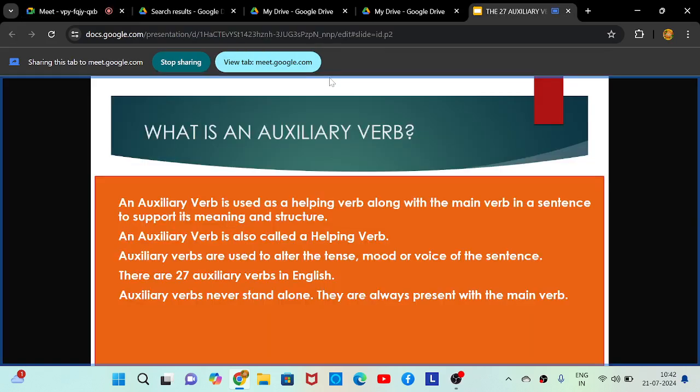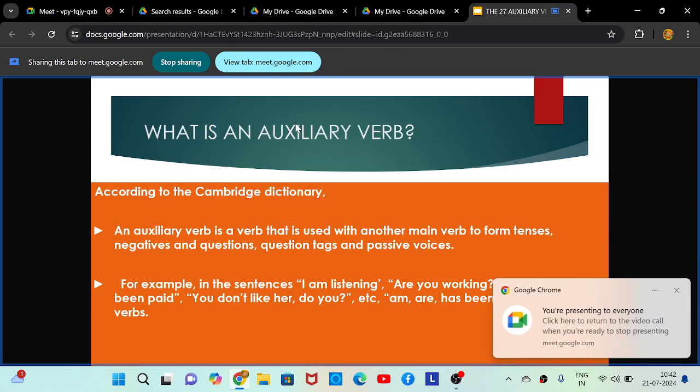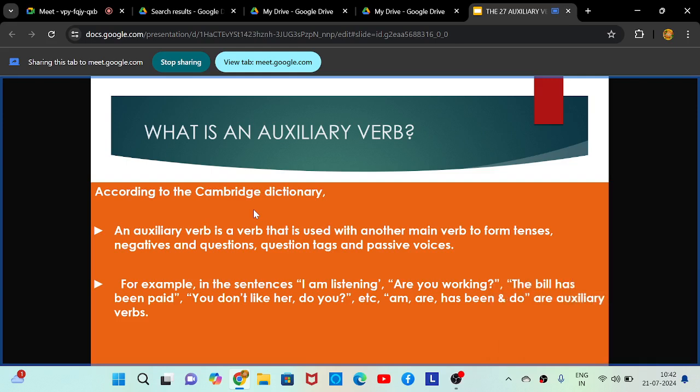Okay. So now, let's see what is an auxiliary verb according to the Cambridge Dictionary. Cambridge Dictionary is one of the famous dictionaries, like the Oxford Dictionary. According to the Cambridge Dictionary: an auxiliary verb is a verb that is used with another main verb to form tenses, negatives, questions, question tags and passive voices. For example, in the sentences "I am listening", "Are you working", "The bill has been paid", "You don't like her, do you?", am, are, has been and do are auxiliary verbs.